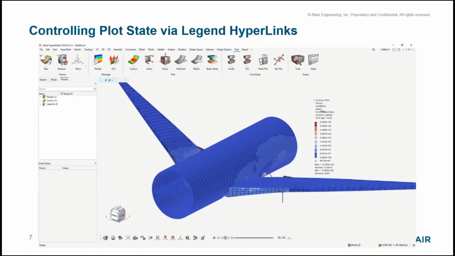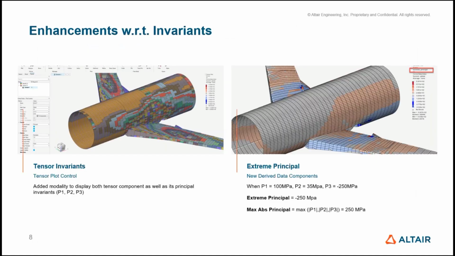and then concentrate on the graphics area on the post-processing workflows. From an enhancement standpoint, we also introduced the possibility, as I was mentioning, in the tensor plot to change the modality from the component visualization from a tensor, let's say from XX to XZ and so on and so forth, also to display the principal invariants P1, P2, and P3. On the same side, still, if you wish, within the invariant calculation, we have added a new derived type, and we call it the extreme principal.